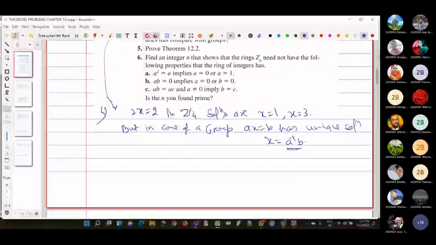Question number 6 says: find an integer n which shows that the ring Zn need not have the following property. Okay, so it is telling that it need not have the property. It is not telling that it has the following property. So we need to find where this does not hold. Okay, these do not hold. So let us see.